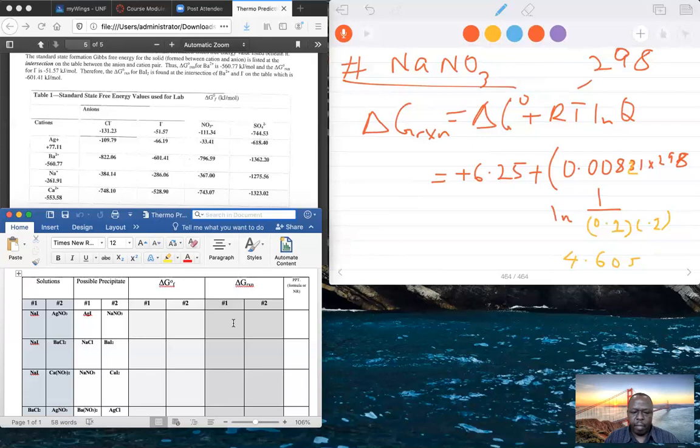And I have 11.2, so I'm just going to add here plus 6.25. And I have 17.51 kilojoules, everything including delta G naught. This will be the value I'm going to put right here.